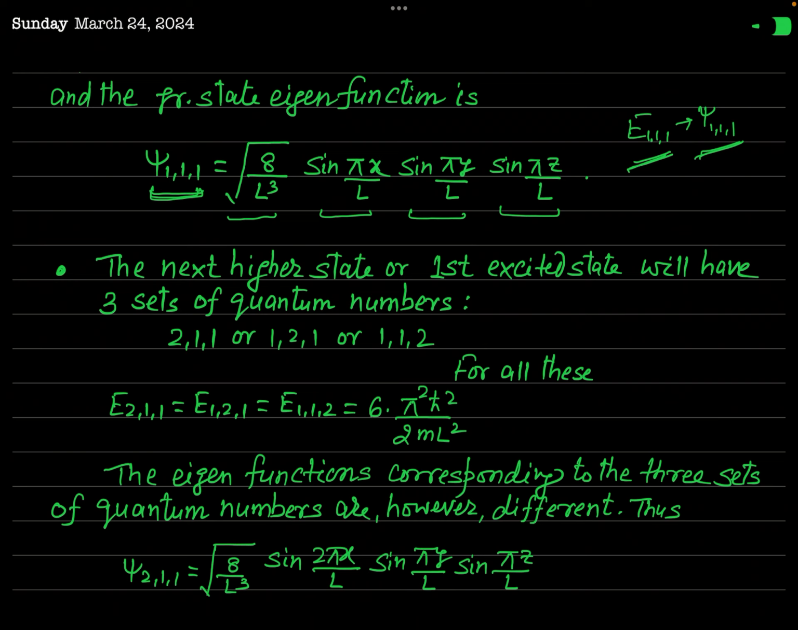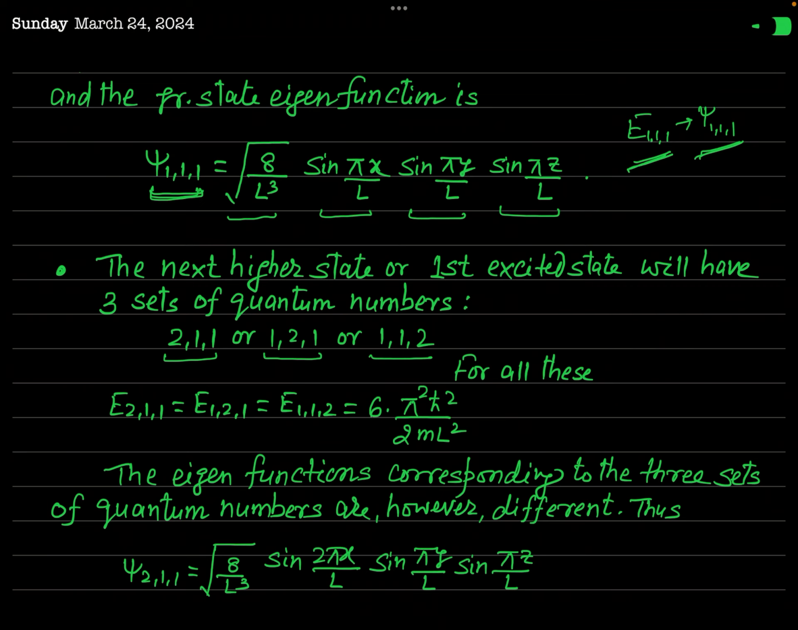So in case of the first excited state, or next higher energy state, there will be 3 sets of quantum numbers, and those sets will be 2, 1, 1. It means nx is 2, ny and nz are 1. The other set will be 1, 2, 1. It means nx is 1, ny is 2, and nz is again 1. And the third set will be 1, 1, 2. It means nx and ny are 1, but nz is 2.